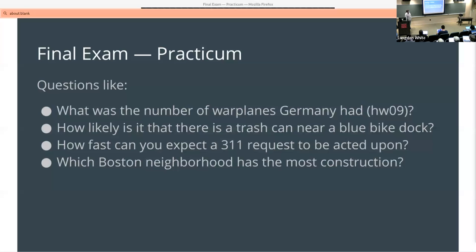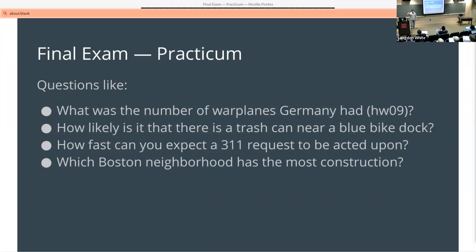It's about German warplanes. And then, how likely is it that there's a trash can near a Blue Bikes dock? We have two pieces of data coming from the city: where the Blue Bikes can dock and where the trash cans in the city are. So maybe we could figure out how likely there is to be a trash can nearby. You've probably seen them. They're called the Big Bellies, and they actually phone home when they're full. They're kind of neat.